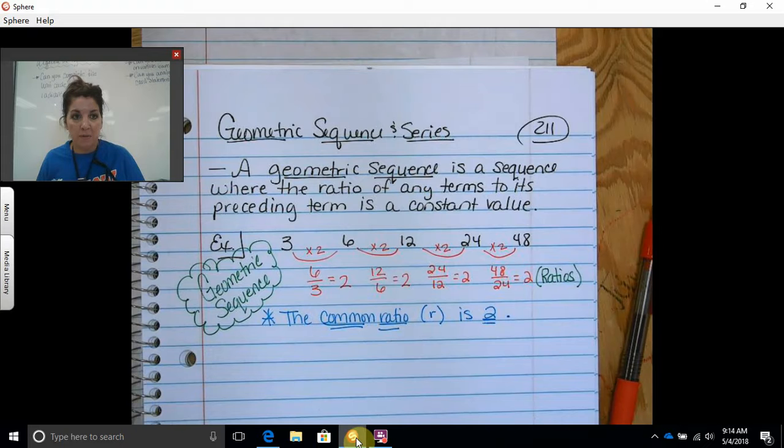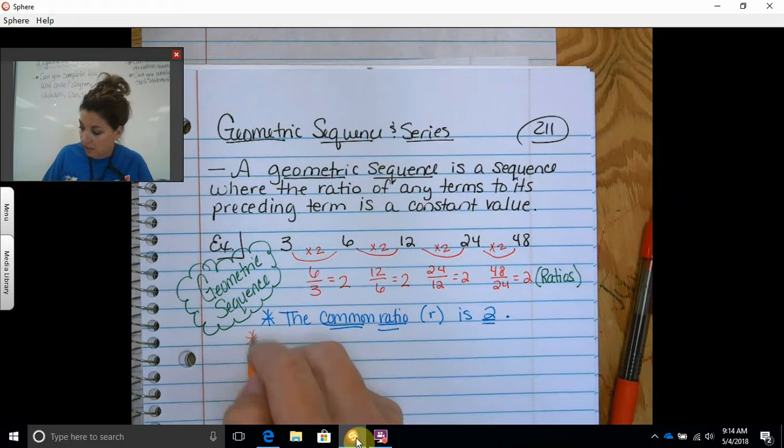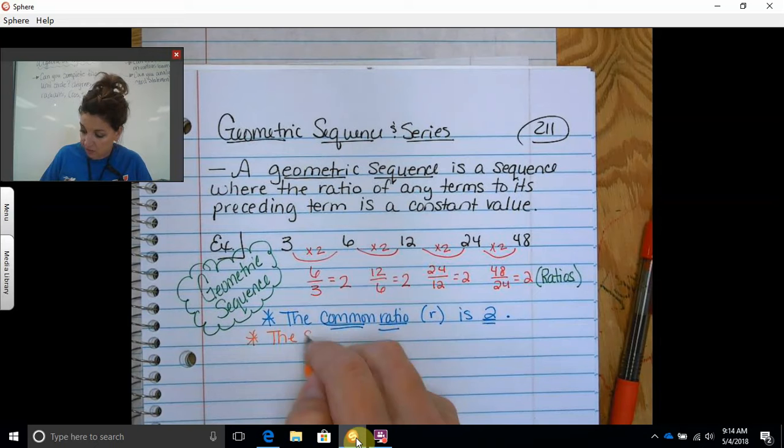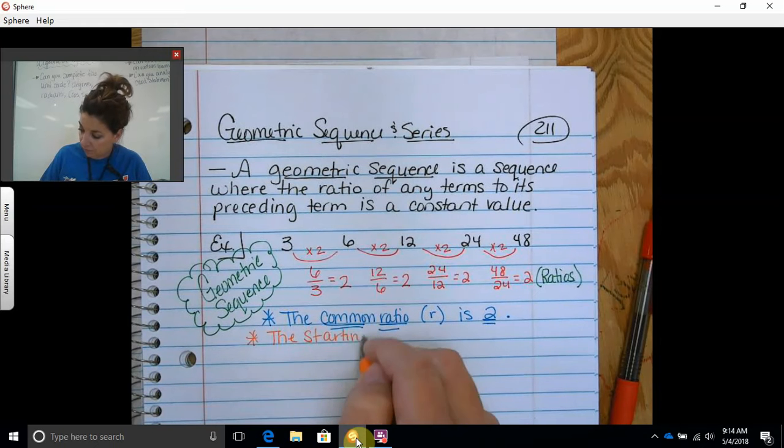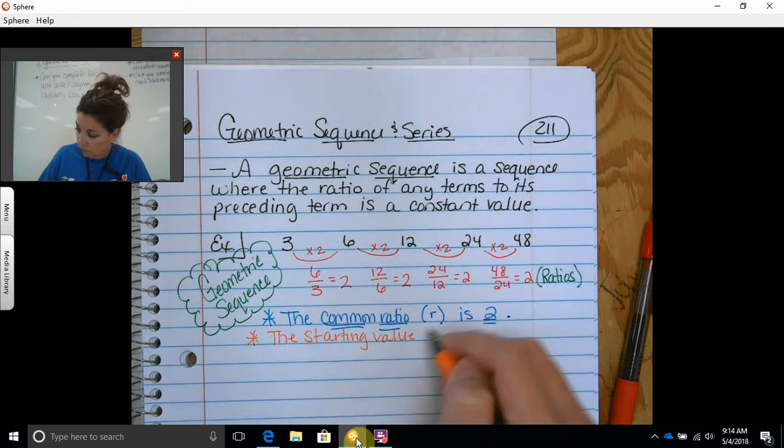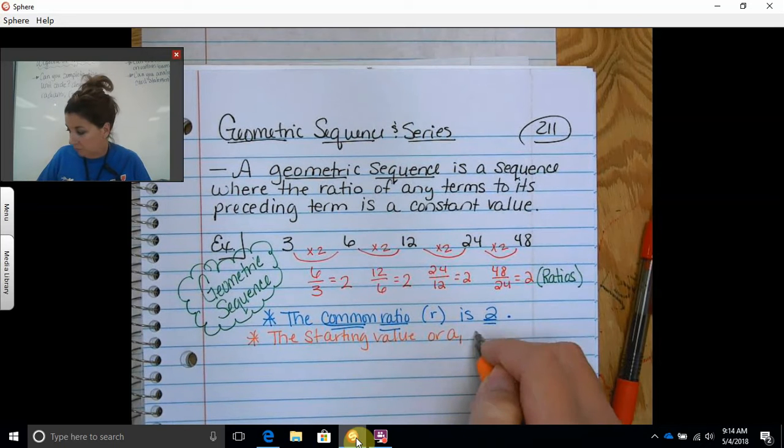You know how when we were doing arithmetic we had a constant difference, right? Well, when you're doing geometric, it's called a common ratio. In arithmetic, it's called a common difference. Geometric, common ratio. And then we still have a starting value, an a sub 1. We still have that as well. And in this case, the starting value, or a sub 1, is 3.